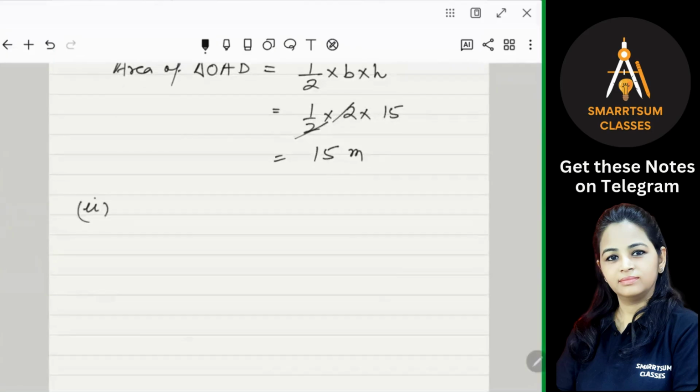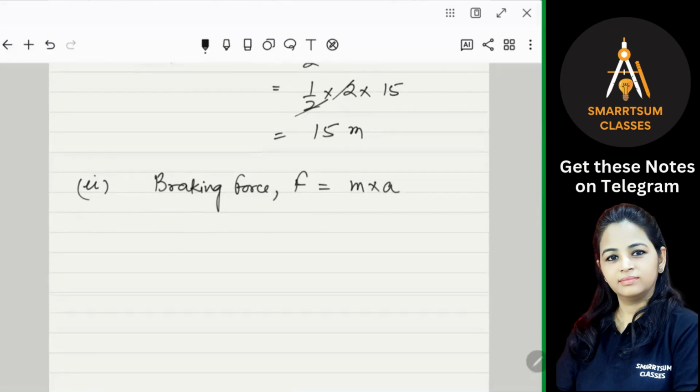So write down braking force. Braking force means F, you have to find. F is mass into acceleration. The distance is minus 15 meter square, right? Now what is the mass of the car? Mass of the car is 1000 kg. It is given in the question.